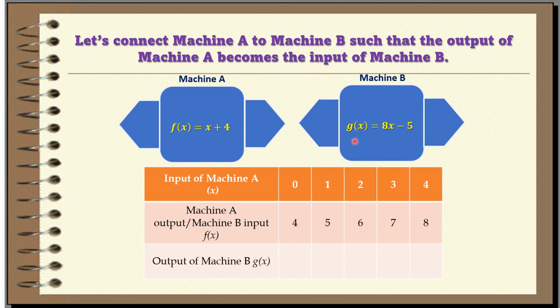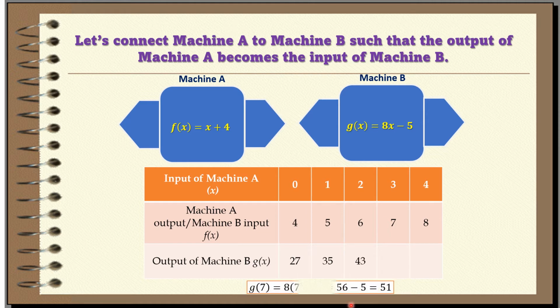This time we are going to work with the function g of x equals 8x minus 5. When x equals 4, g of 4 is equal to 8 times 4 minus 5, which is 32 minus 5, which is 27. Then at x equals 5, g of 5 is equal to 8 times 5 minus 5. 8 times 5 is 40, and 40 minus 5 is 35. At x equals 6, g of 6 is equal to 8 times 6 minus 5. 8 times 6 is 48, then minus 5 is 43.